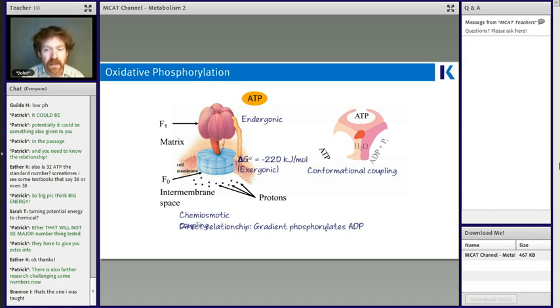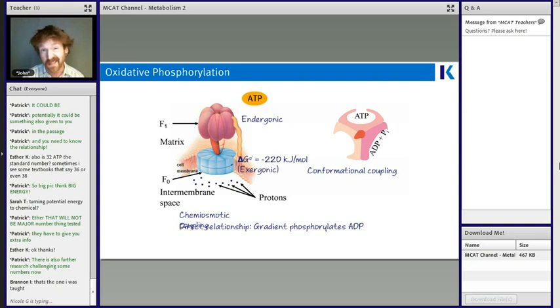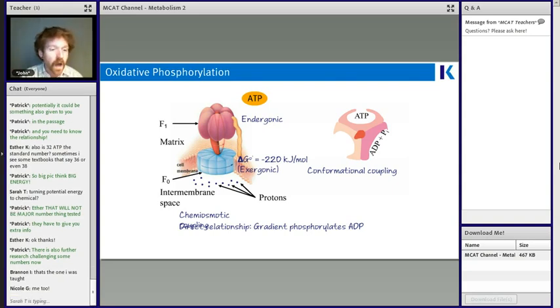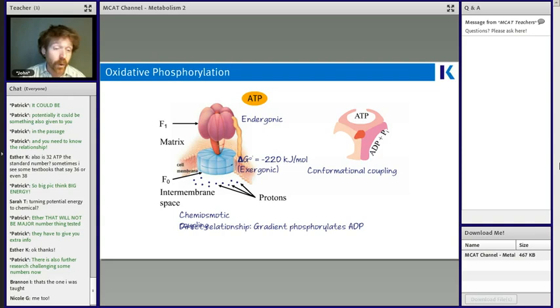I didn't realize that it was actually still up for debate, but depending where you go to school and what your teacher basically likes more, they'll either talk about conformational coupling or chemiosmotic coupling. I actually didn't even know that it was debatable until I started teaching biochem. I was like, oh, cool. But rumor has it, people like chemiosmotic more as a general rule. So since it's up for debate, know them both.